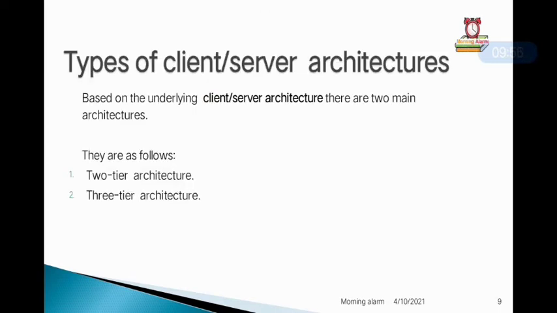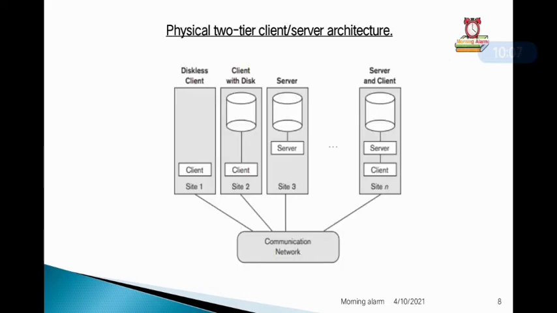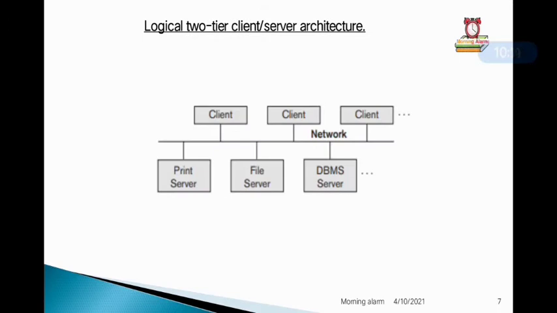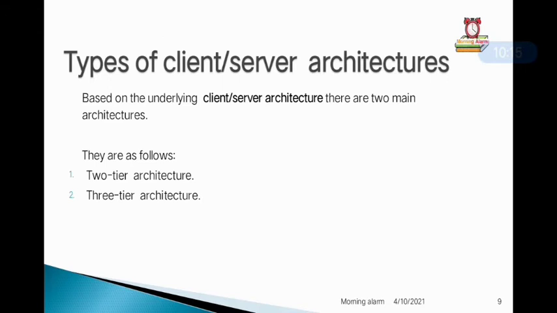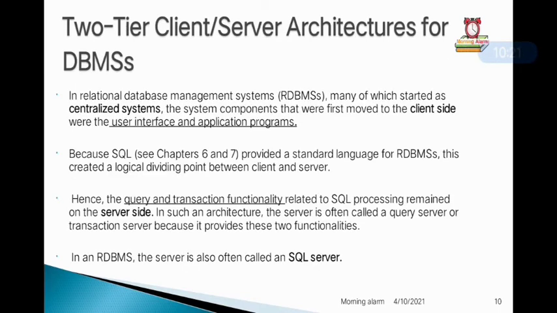So based on the client-server architecture, the client-server architecture is of two types, two-tier and three-tier. Here we have seen the diagrams of two-tier client-server, physical and logical architectures. So I will explain what these architectures are and how they occurred. The first one we have is the two-tier client-server architecture for DBMS.